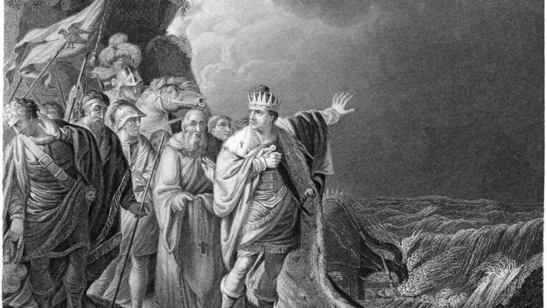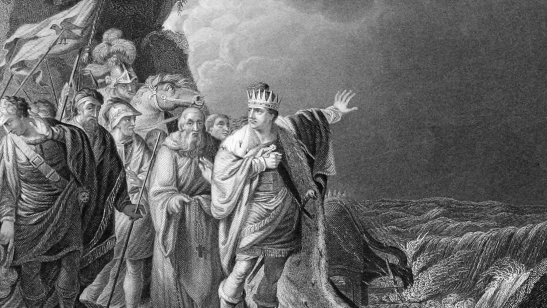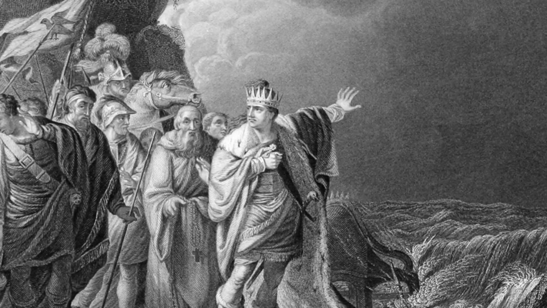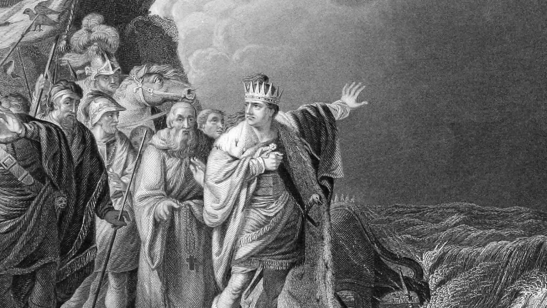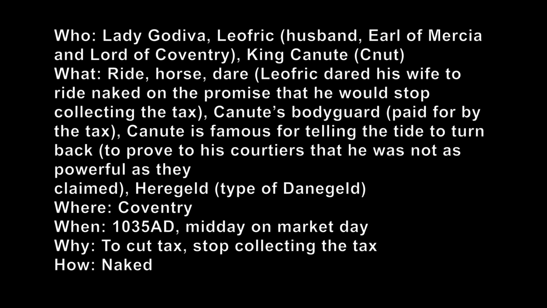Canute is famous for telling the tide to go back. This was actually to prove that he was not as powerful as his courtiers claimed. That's a what, if a bit irrelevant. In fact, the tax had a name. It was a herregeld, a specific type of Danegeld brought by the Danish invaders. That's another what. Leofric dared his wife to ride naked on the promise that he would cut taxes.